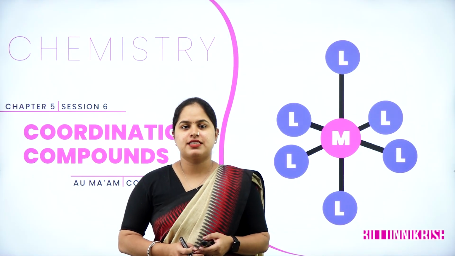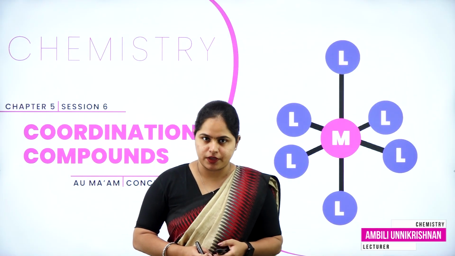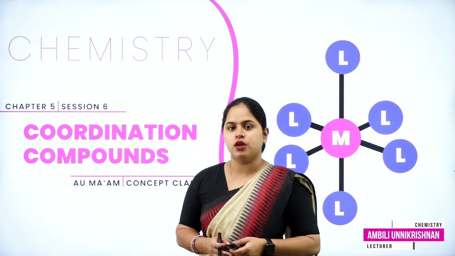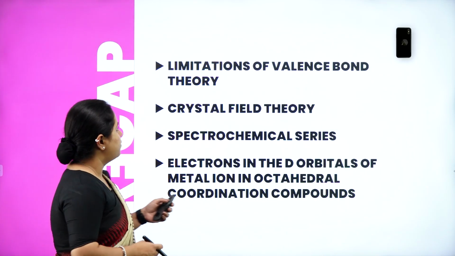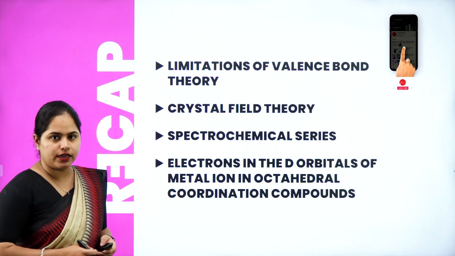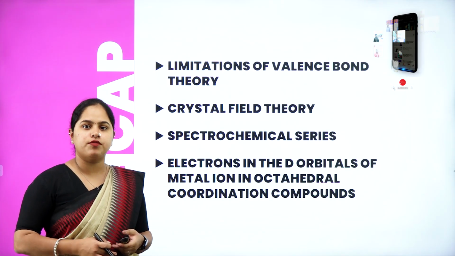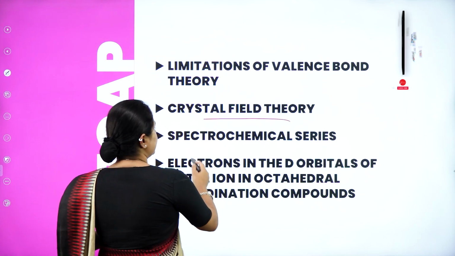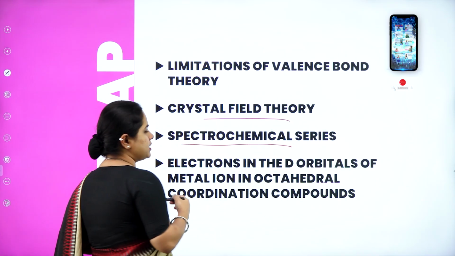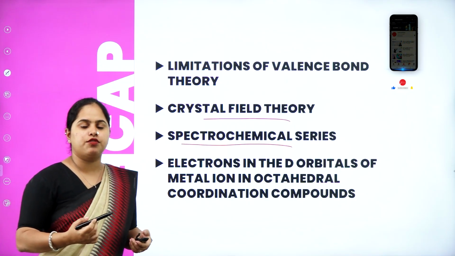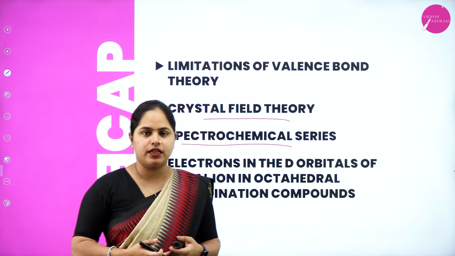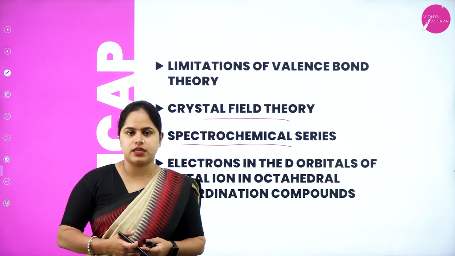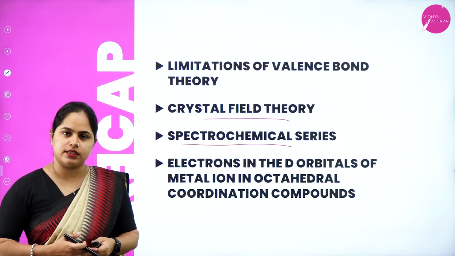Hello everyone, this is Ambli Unnikrishnan from the Department of Chemistry. So today we are back with the last session of the chapter Coordination Compounds. In the last session, we discussed the limitations of valence bond theory, and then we moved on with the next and last theory, that was crystal field theory, right? Then we studied what is the spectrochemical series as well as how the electrons are filled in the various d orbitals according to whether it is an octahedral complex or a tetrahedral complex, right? All this we discussed in the last session.